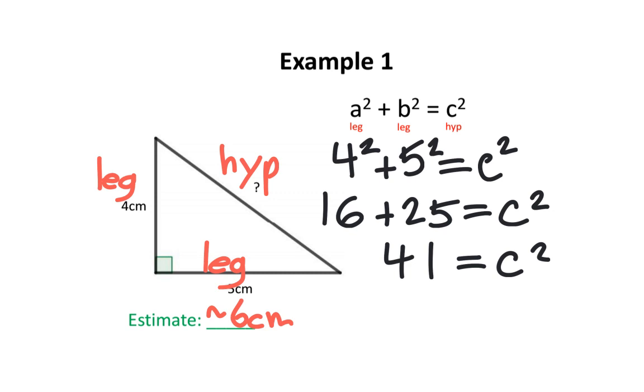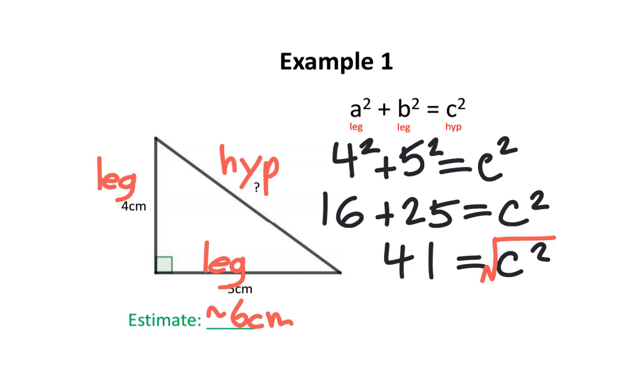Something doesn't look right. We're getting 41, but our estimate was around 6 centimeters. There's no way this hypotenuse can be 41 centimeters long. Therefore, there's something we need to do. If you take a look at c, it is being raised to the exponent of 2. Remember, the opposite of an exponent is a square root. So I'm going to square root this.